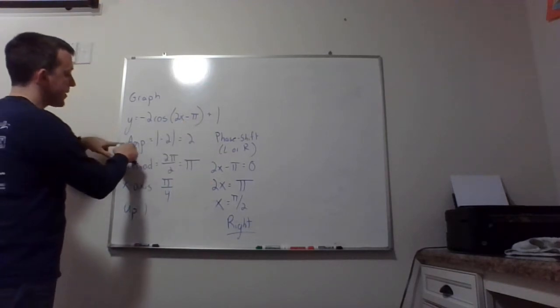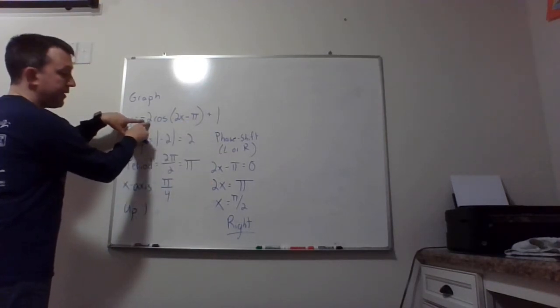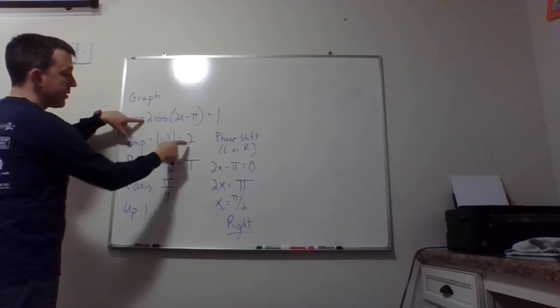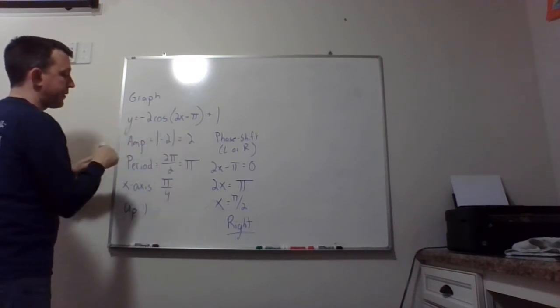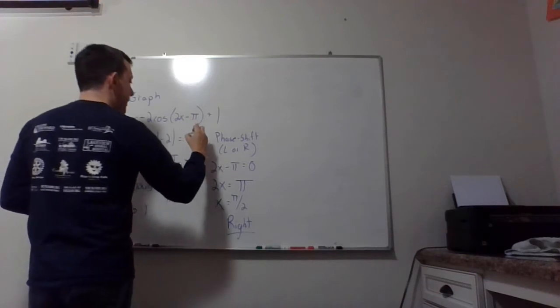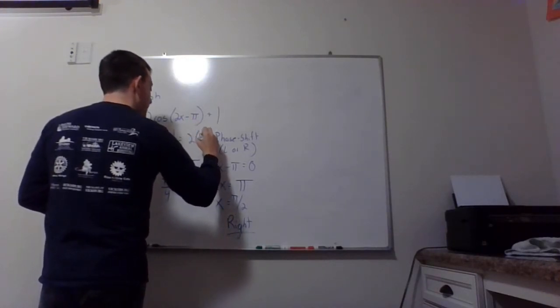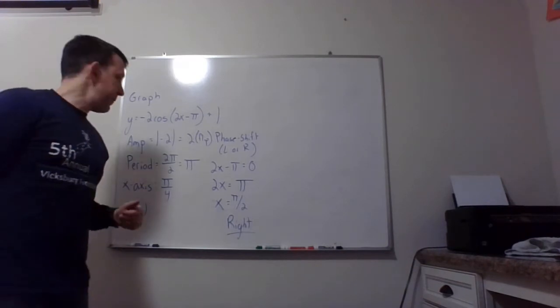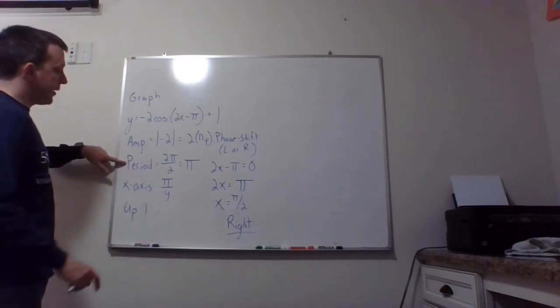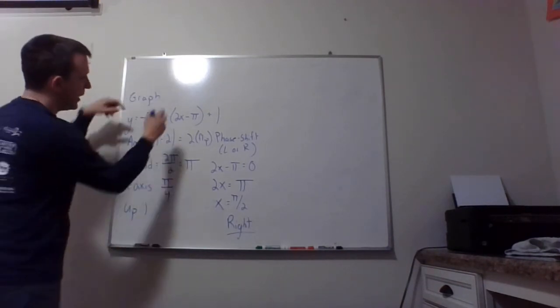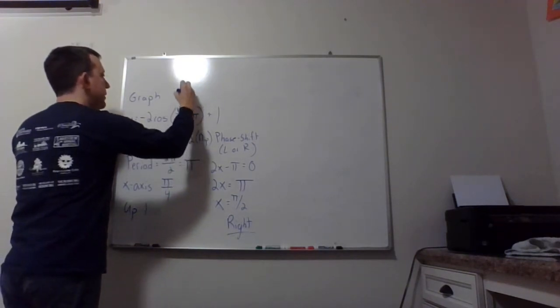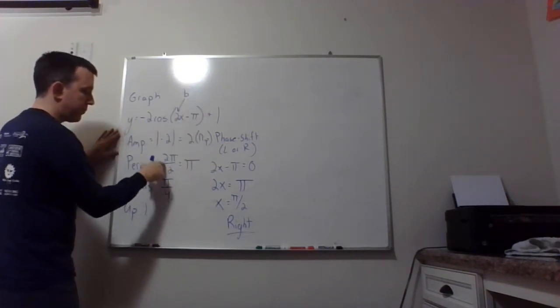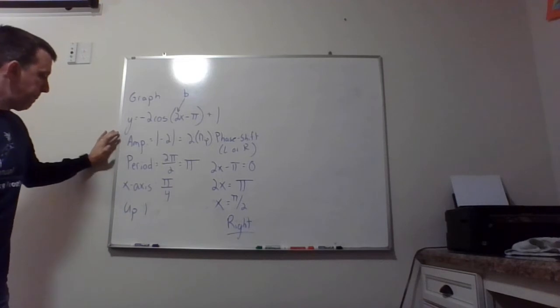So a few things. First, I found the amplitude. We have a -2 in front, but remember amplitude is always positive, so when you take its absolute value, you get 2. Now it will be flipped, and it's going to be upside down. And we'll look at that when we actually make the graph. My period is still 2 pi divided by b. Here my b is the 2. So 2 pi divided by 2, my period is pi.